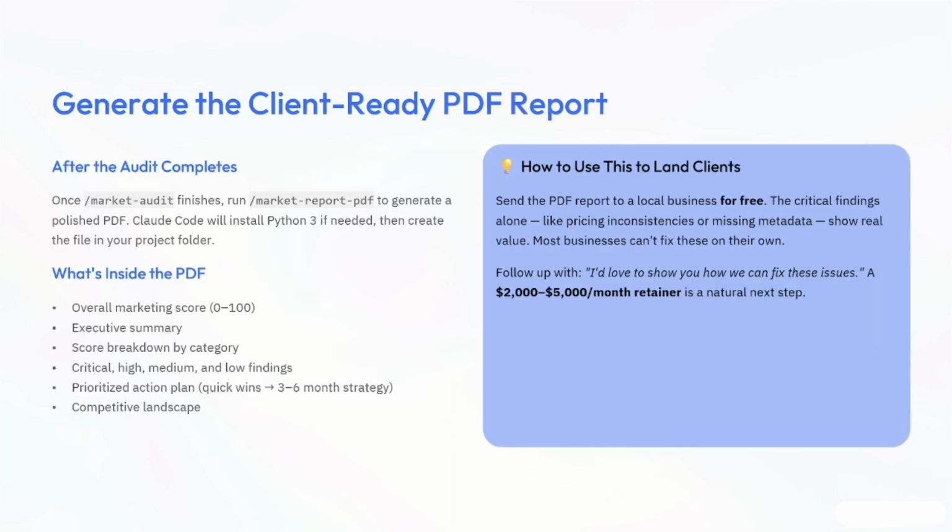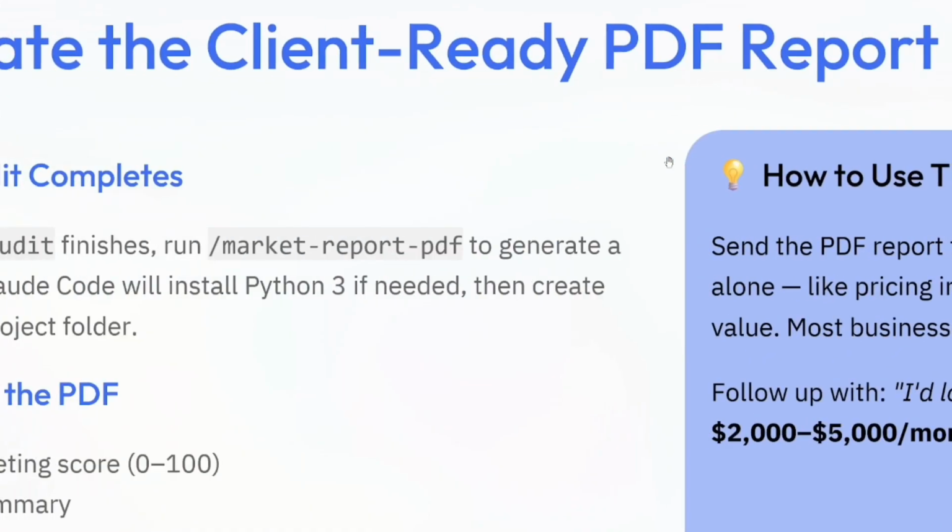Generate the client-ready PDF report. Now see, once you have completely finished slash market audit, you run slash market report PDF. Because you have told it to give you the audit, but you haven't told it in which format you want it. So you have to tell it that you want this in PDF format so that you can share it with any client or anyone with whom you want to share it. So you have to type slash market report PDF. This is what it looks like here.